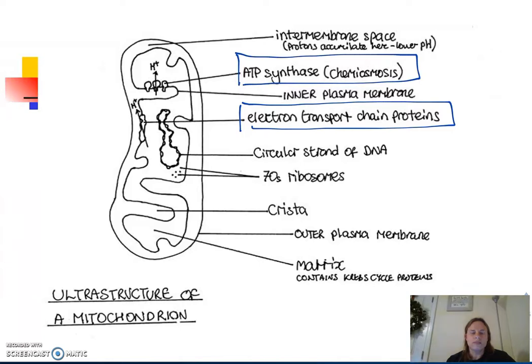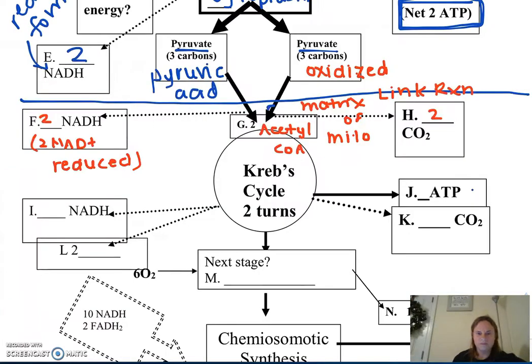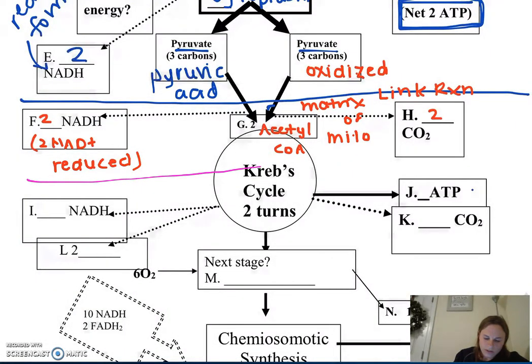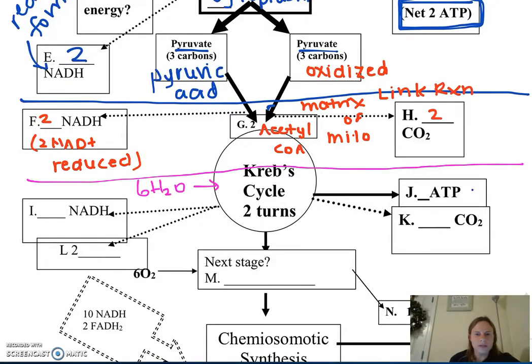So before we get to ETC and chemiosmosis, I'd like to continue our flow chart so that we're up to date with that. In our flow chart, we are right here. We're up to the Krebs cycle. The Krebs cycle is going to take in 6 water, which I don't think I mentioned earlier. From the Krebs cycle, we are going to make 2 ATP, 4 CO2, 6 NADHs, and 2 FADH2s.